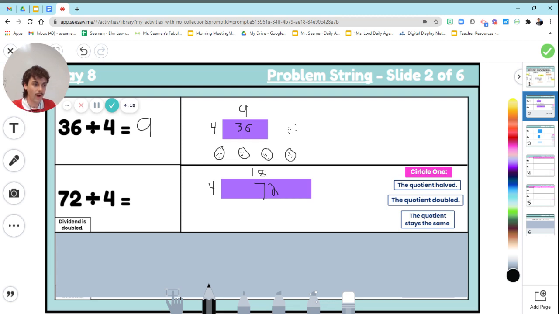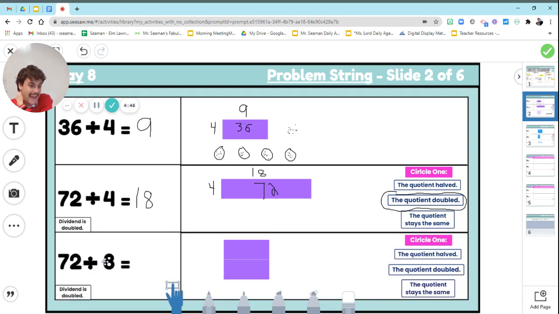That's very interesting. When the dividend doubled, what happened to the quotient? Did it double? Did it halve? Or did it stay the same? Well, our quotient doubled. Okay, let's keep going.